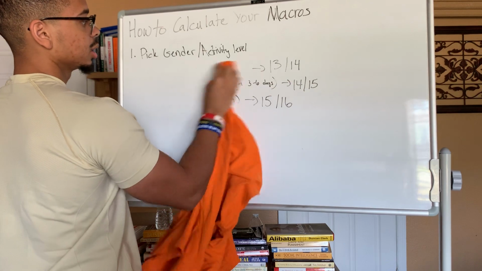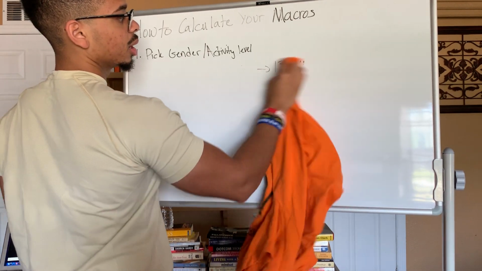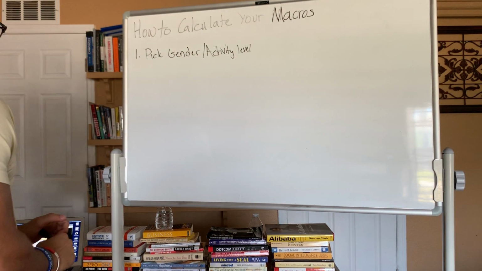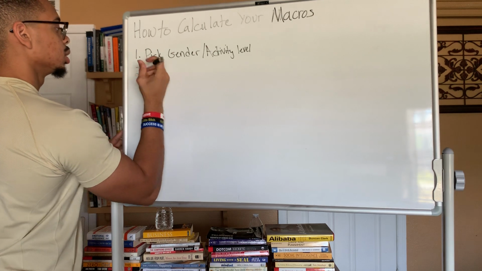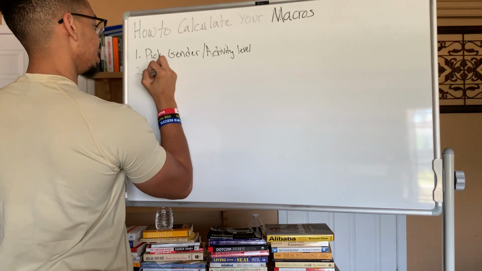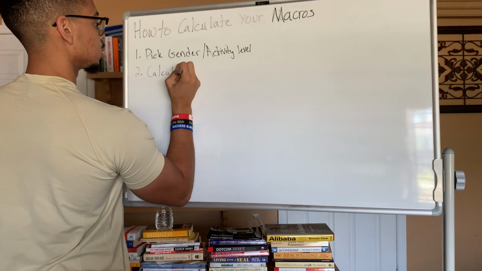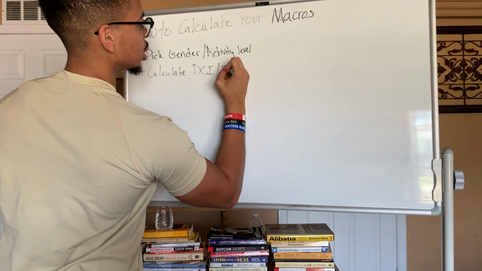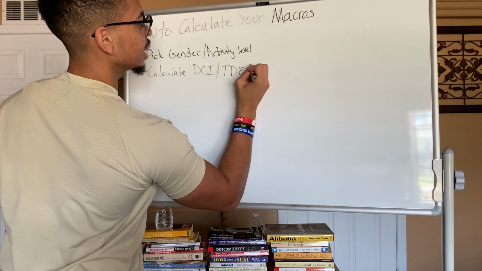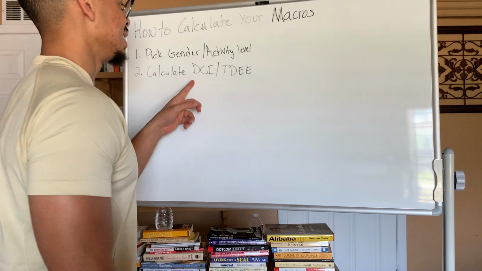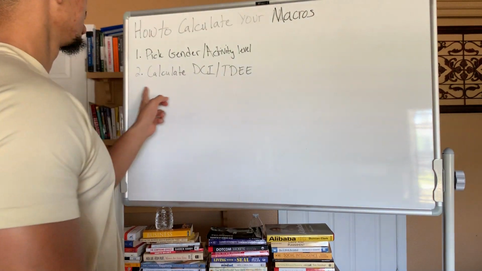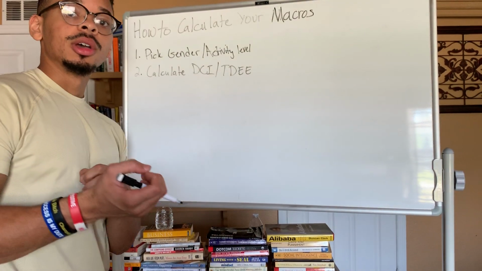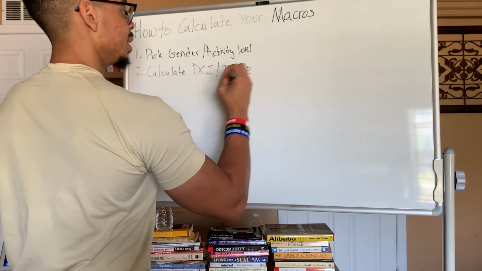I'm gonna just erase this. Once you have the number, you can obviously rewind to get the number if you don't have it already. Now, step number 2, calculate your DCI, or what some other people call total daily energy expenditure. DCI would be your daily caloric intake. How would you calculate your DCI or TDEE? You would multiply that number that you got, the activity level for your specific gender, by your body weight.